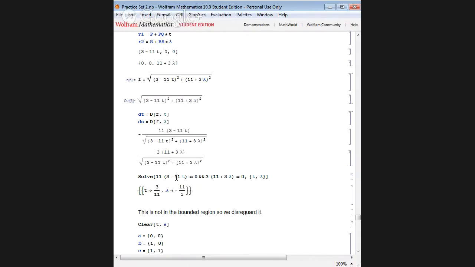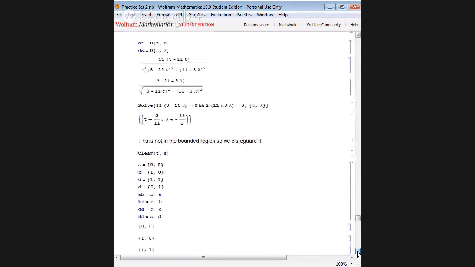I was having problems with it not taking dt, so I just typed the top in. I don't know what it was doing, it was just having an issue. Since I already had them sitting there, I just typed them in. It was just quicker. And notice that lambda is not in the bounded region we're using, so I knew I had to disregard it.